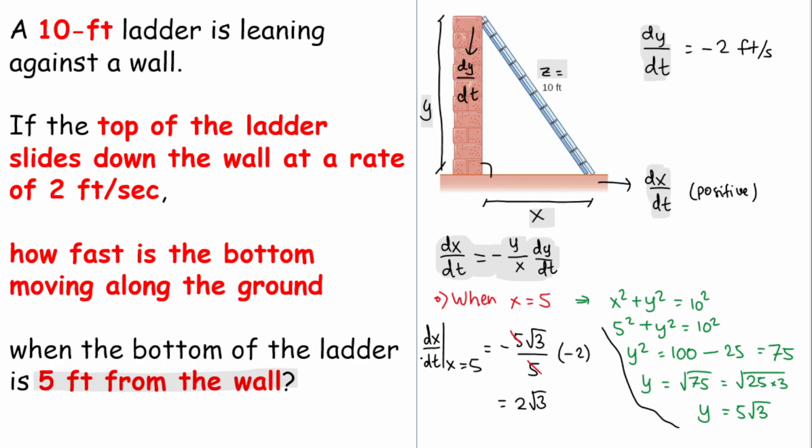And what is the unit? The unit of x here is feet, and the unit of time is second. So here we have our final answer, which is 2 square root of 3. And that is the final answer for this problem: 2 square root of 3 feet per second. Hopefully I did not make any mistakes during my calculation.